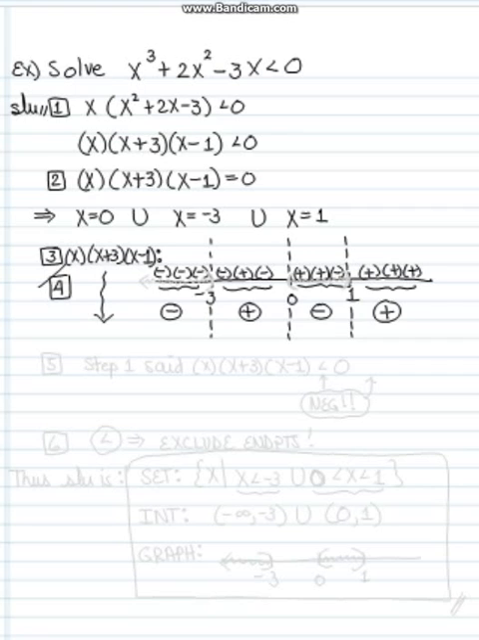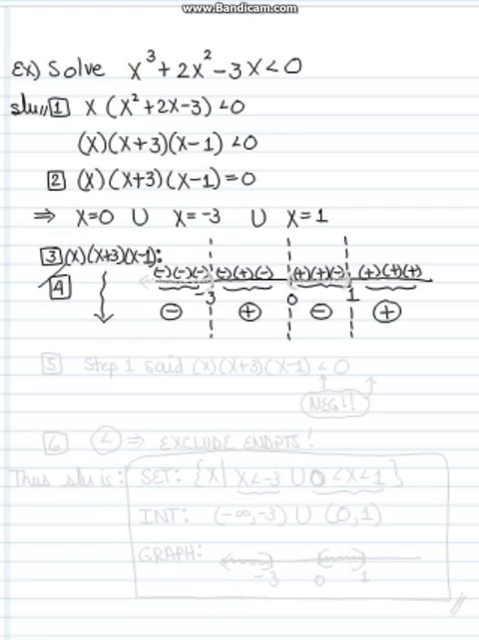So once again, what we're doing here is we're taking each of the three factors that we have in step 2, x, x plus 3, and x minus 1. We're choosing a value for x in each of these four regions, plugging them in and checking what the sign is for each of the factors, then multiplying the signs together to see what the product gives us. So we have a negative for the first region, a positive for the middle, a negative for the next, and a positive for the last.